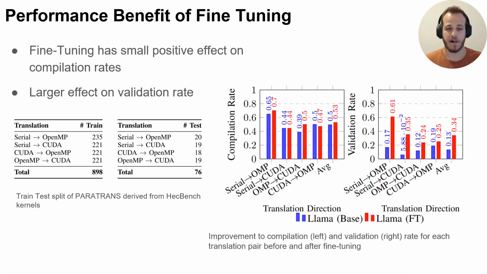And so we know that few shot is not very helpful. And so we bring out the next one, which is fine-tuning. So we split out our data set into training and testing. And we can see that fine-tuning the Llama model gives us a nice little improvement in the compilation rate, but a very big improvement in the validation rate. So the number of kernels that actually do what we expected them to do, and not just correct code that functions, has grown a lot, almost 3x on average between the different translation tuples. So fine-tuning definitely helps a lot with this translation task.